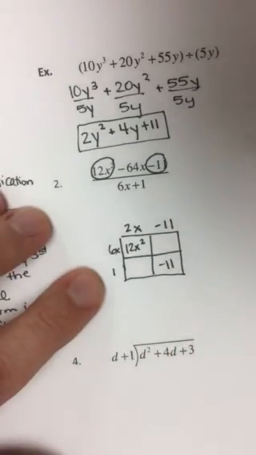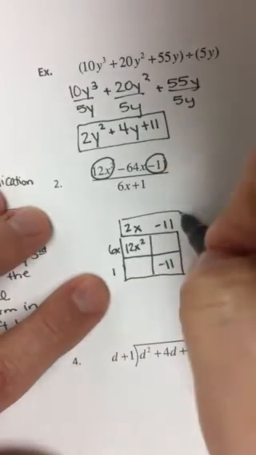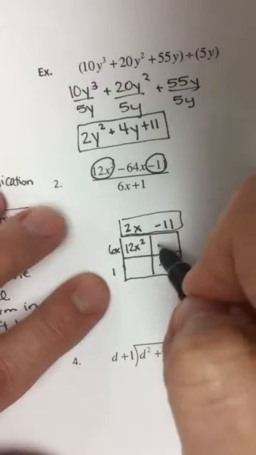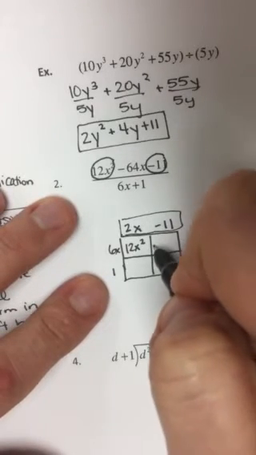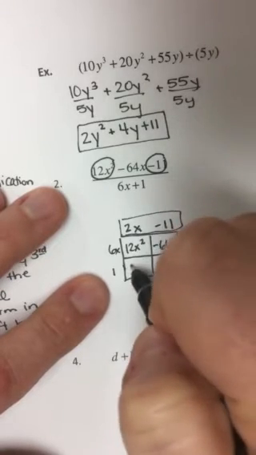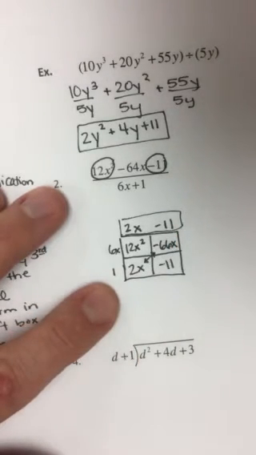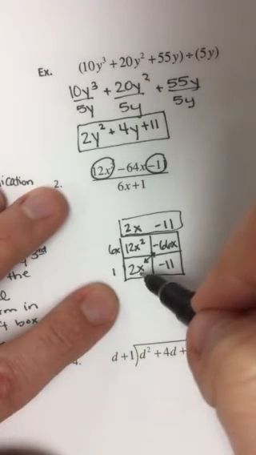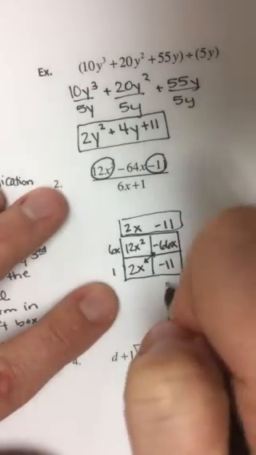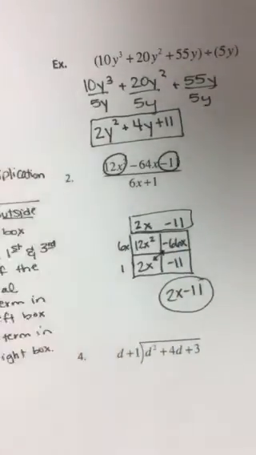And then I can play cleanup in the remainder of the box just to see if I've got the rest of the answer right, okay? So that would be 6x times negative 11, which would give me negative 66x. And 1 times 2x is 2x. When I check to see if I got it correct, negative 66 plus 2 is negative 64. So my correct answer is 2x minus 11. Okay?